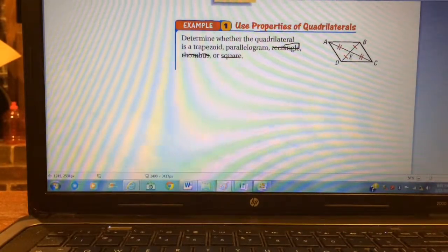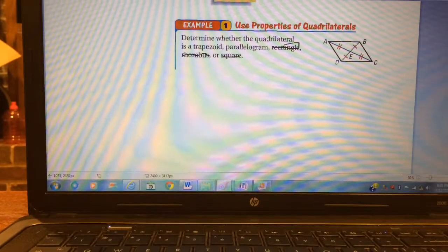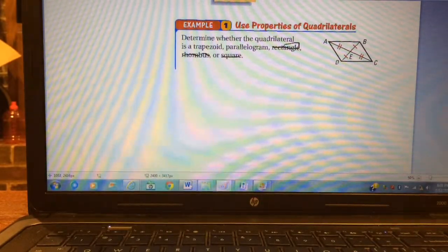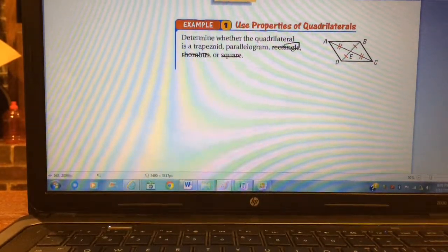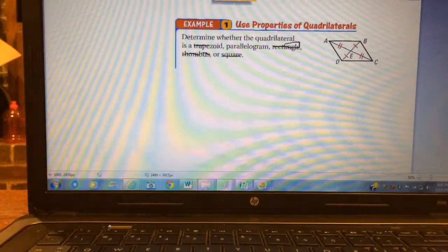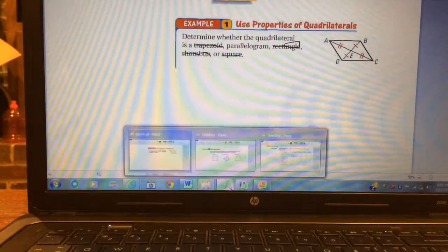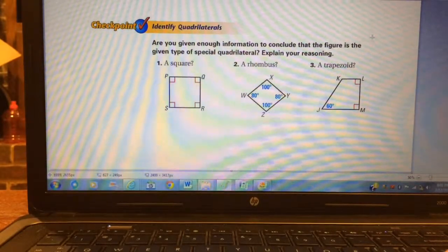And so our choices are trapezoid and parallelogram. Well, we know from a previous lesson that diagonals bisect each other in a parallelogram, so we can eliminate a trapezoid because a trapezoid is not a parallelogram. So there's our first example. I think you'll find this lesson is rather simple, I hope at least.